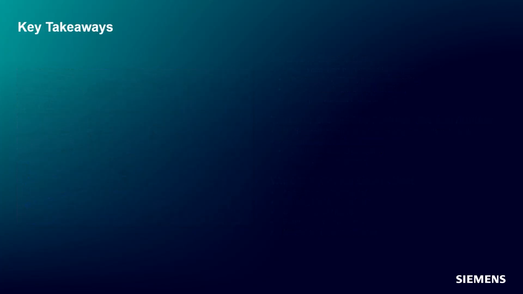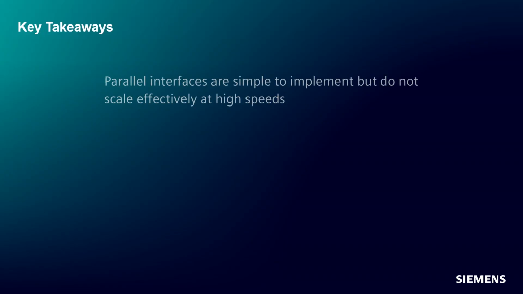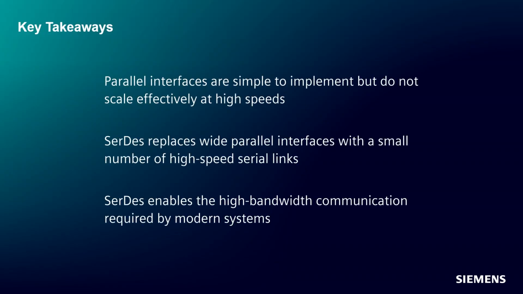To summarize what we covered in this video, parallel interfaces are simple but don't scale well due to pin count, skew, and power limitations. SerDes replaces many slow parallel traces with a small number of fast serial links. By trading physical area for speed, SerDes enables the high bandwidth communication required by modern systems. Now that we understand why SerDes exists, the next step is to look inside a SerDes link and understand how the transmitter, channel, and receiver work together to move data from one side to the other.